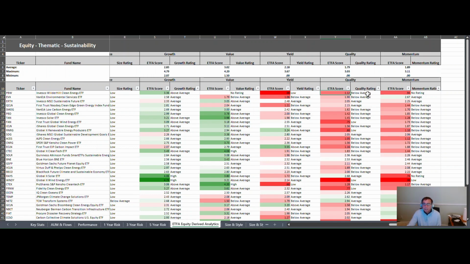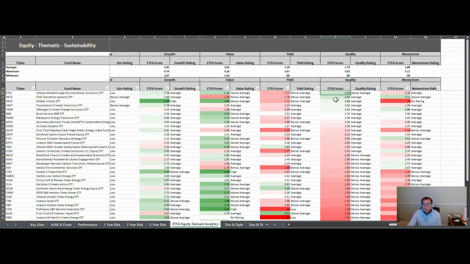And if I come in here and sort on this score, largest to smallest, I can see if I was looking to get some access to this area, but I wanted to have cleaner balance sheets, higher return on equity, lower debt to equity, long-term debt to equity, which is what our quality score is looking at. I can see that the ETEC iShares Breakthrough Environmental Solutions, TCW Transform Systems, Global X Solar ETF. These are the ETFs that have the highest quality ratings, so the cleanest balance sheets across this category.